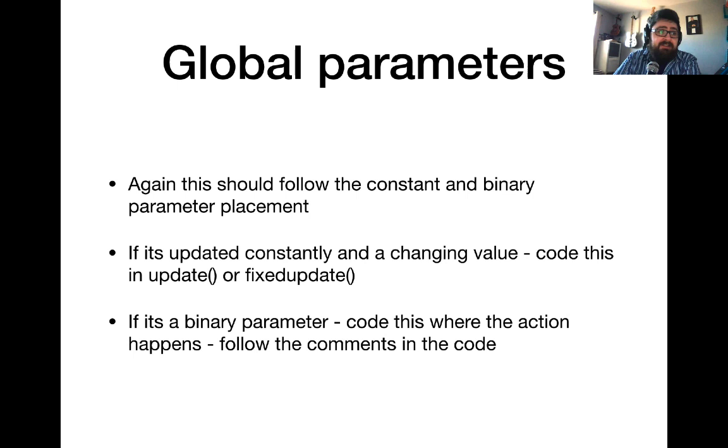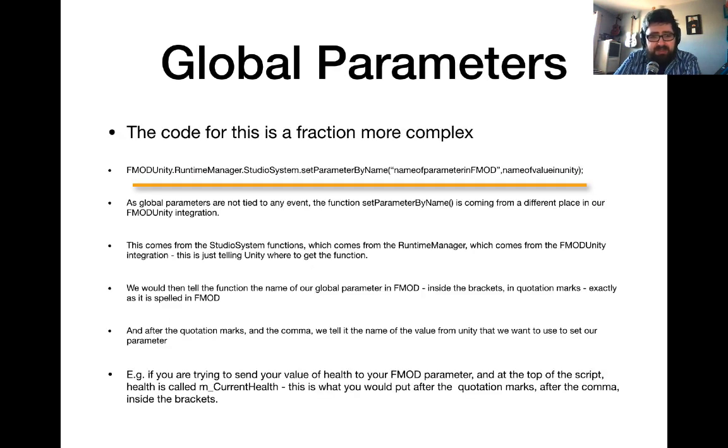So again, the last 2 we looked at were binary because we were setting parameter by name, and we were setting that based on the event it's in. So global parameters are slightly different, but it should follow that same constant or binary placement. So if it's constant, it needs to be in the update. If it's a value that's changing forever and ever and ever. If it's binary, it should be placed only where those changes occur. The code for this is a fraction more complex.